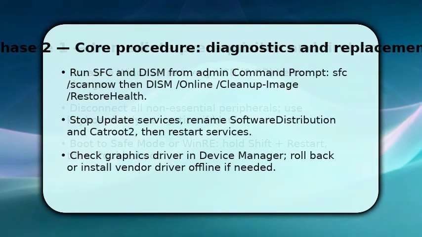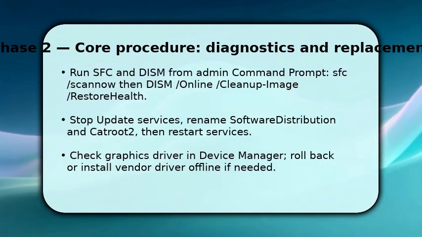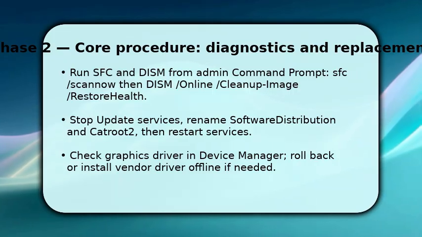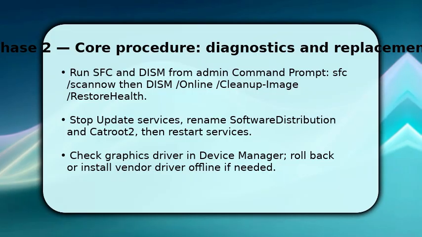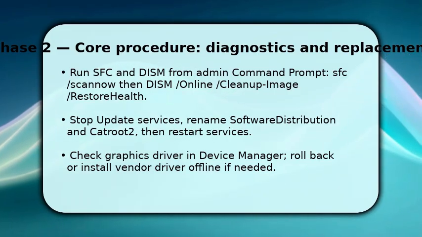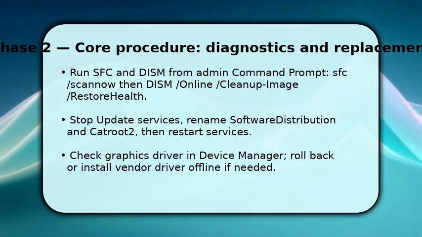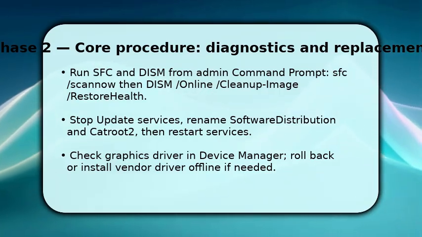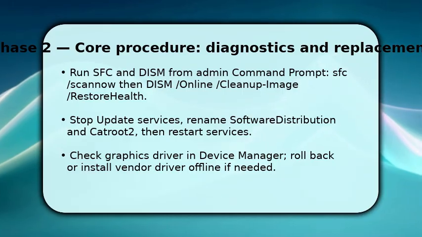Open an elevated command prompt and run sfc /scannow to fix corrupted files, then DISM to repair the component store. Once those finish, stop Windows Update services and rename SoftwareDistribution and Catroot2. This forces fresh update metadata. Make sure to restart services in sequence.